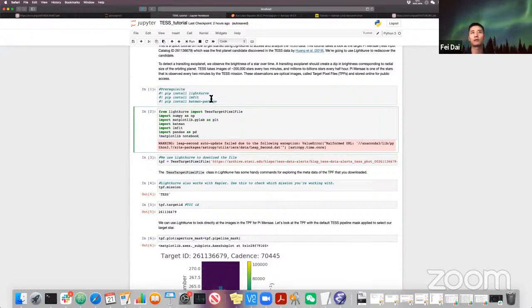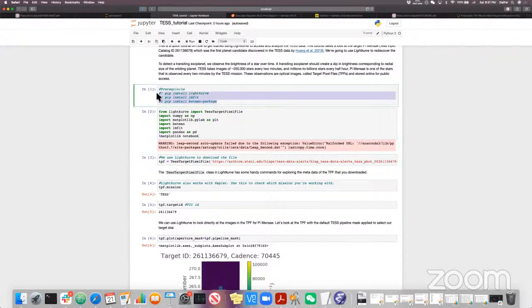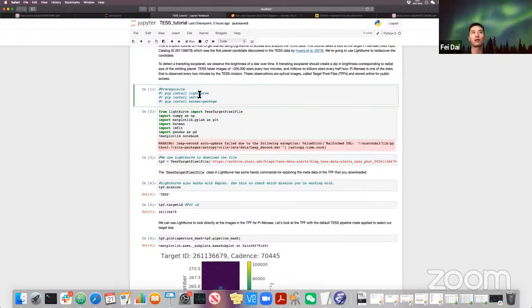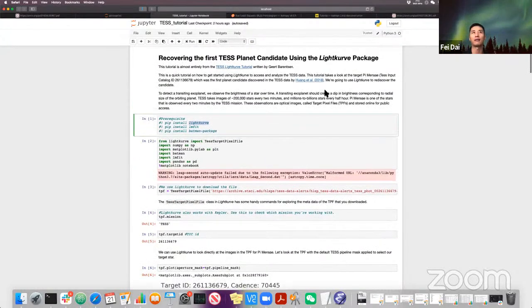Yeah. Okay. So I think the three non-trivial packages here are the Leica package, the Allen Fit, and the Batman package. I can briefly explain what these are. The Leica package was written by, I think, Geert Berensten, who's, I think, a researcher at NASA Ames.